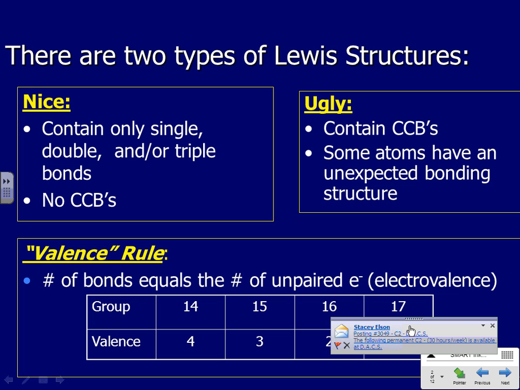Now, this terminology that we've got here, a nice one, that it doesn't have any coordinate covalent bonds and everything looks the way it should. You're not going to find that in a textbook anywhere. That's just me trying to break this into chunks for you so that it can make some sense.